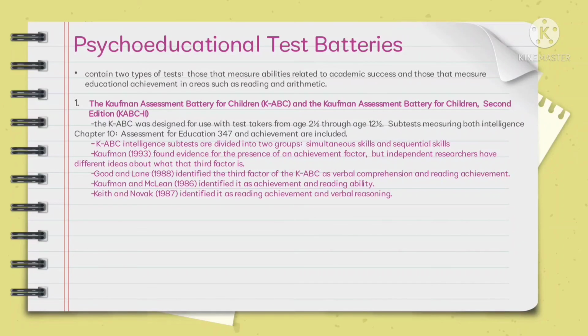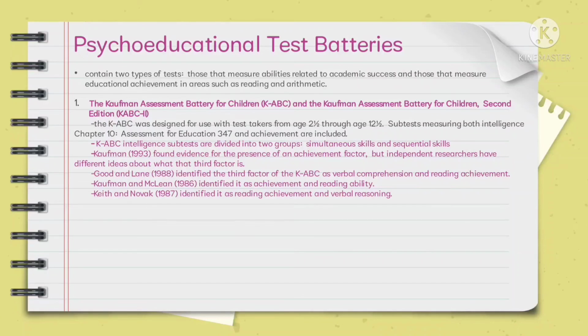The KABC intelligence subtests are divided into two groups reflecting the two kinds of information processing skills identified by Luria and his students: simultaneous skills and sequential skills. So, factor analytic studies of the KABC have confirmed the presence of a factor researchers labeled simultaneous processing and a factor labeled sequential processing.